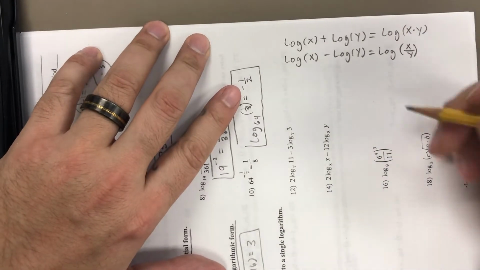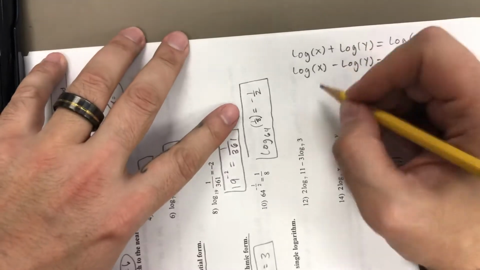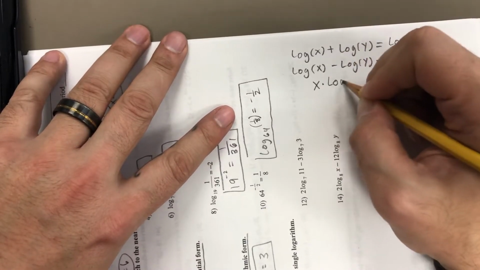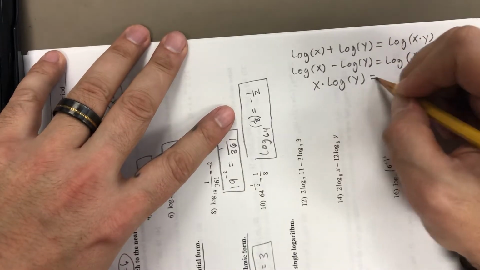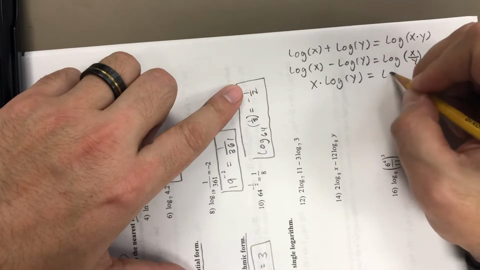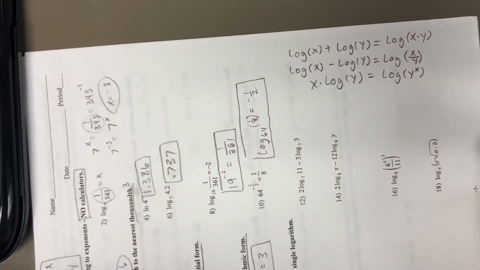The last property that you need to use for all of these 8 problems is the exponent rule, and that goes like this. If I have a number that's multiplying on my log, then what happens is that number becomes the power inside of the log. So this becomes log to a power, y to the power of x, like that.